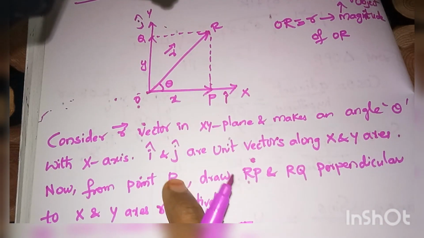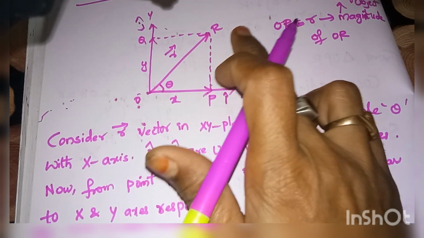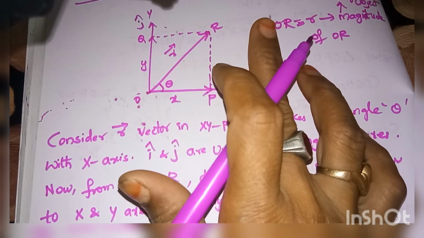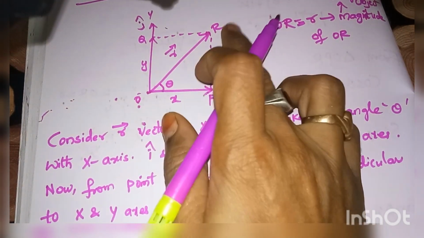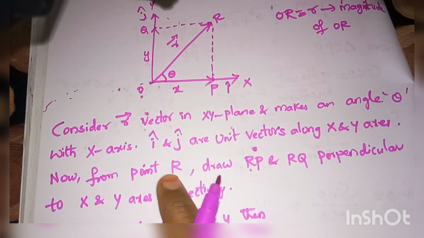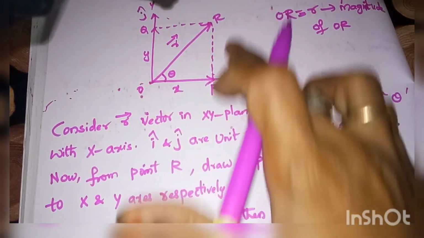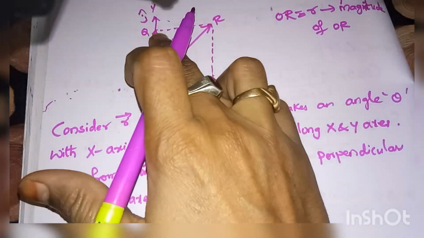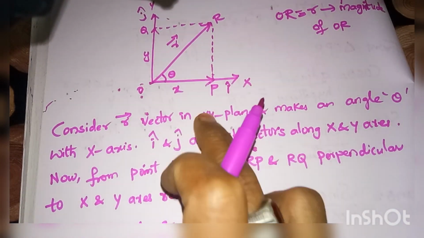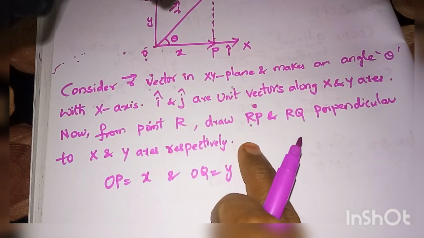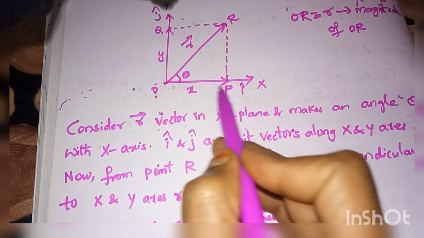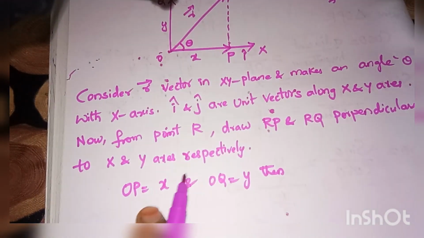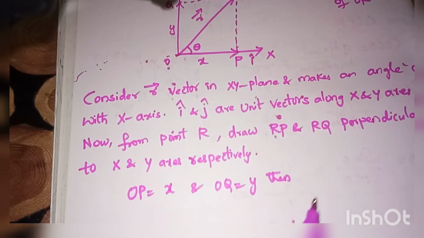Now from point R, resolution of components means dividing into components, that is RP and RQ. Now from point R draw RP and RQ. These are perpendiculars to x and y axis respectively. So you can observe that O to P, the magnitude is x. So OP is equal to x and OQ is equal to y.